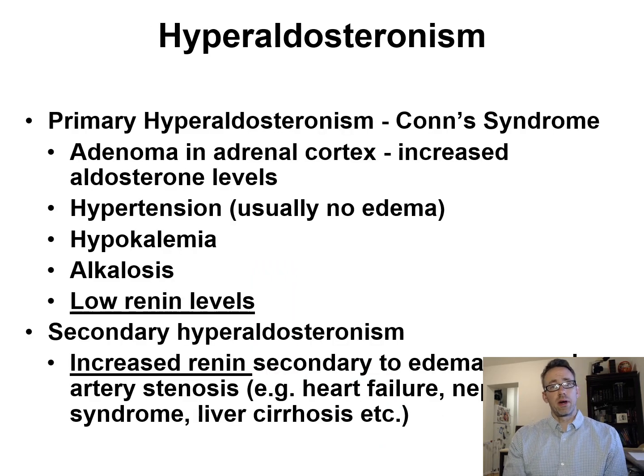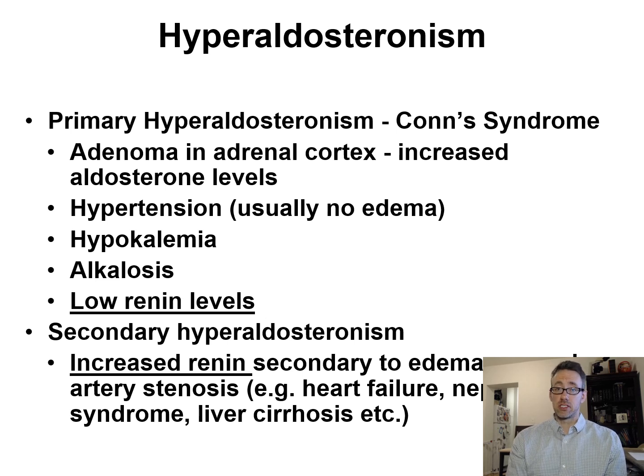So let's talk quickly about a clinical condition called hyperaldosteronism. If it's primary hyperaldosteronism, we call this Conn syndrome. Now, this could be because you have an adenoma in the adrenal cortex, and the adenoma is just producing excessive amounts of aldosterone. And so the aldosterone levels are elevated. This is going to cause hypertension. Not typical with edema, but it's going to cause hypertension because it's reabsorbing all that sodium and water is following it osmotically.